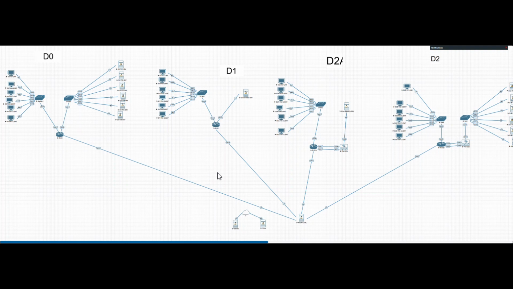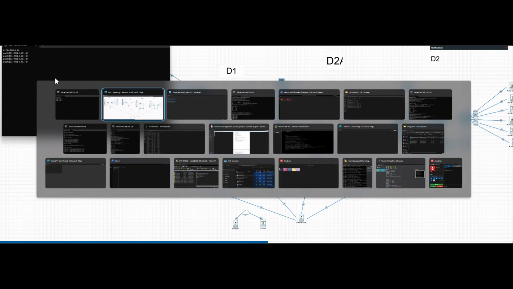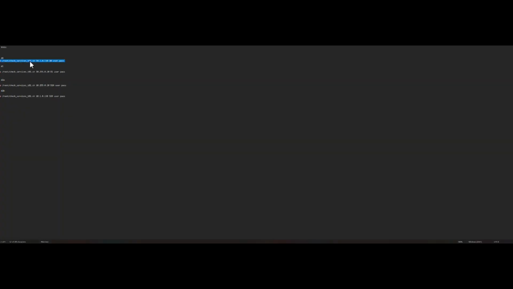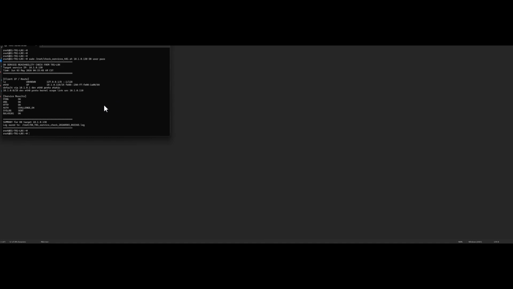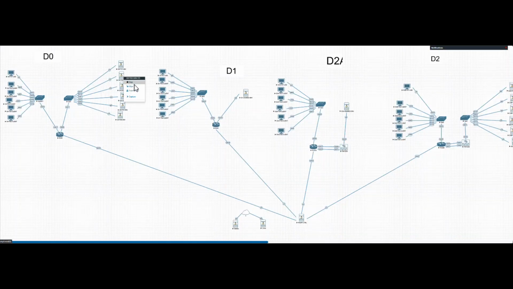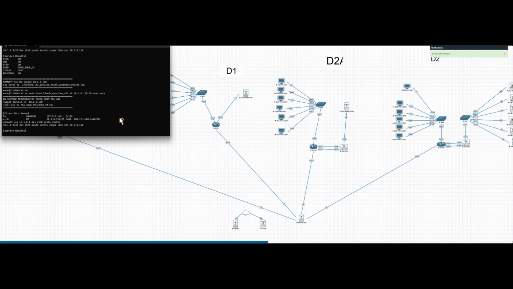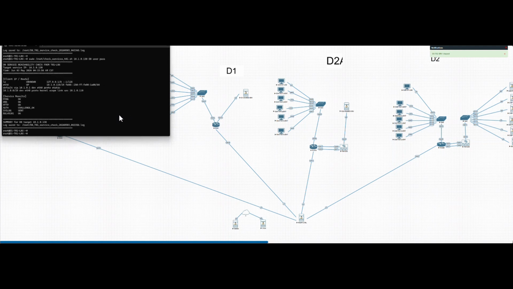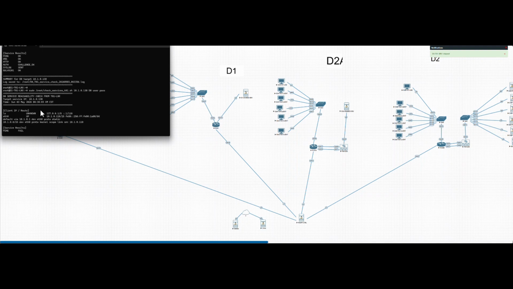Now we will test the blast radius for D0. As you can see, everything is reachable, and when another server goes down, nothing is affected for the first client. It's only affected when its own server goes down. As you can see, all services are now down.